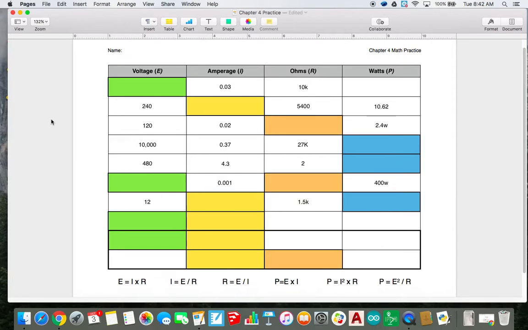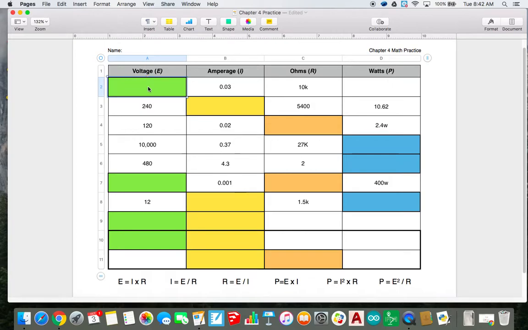Okay, so if I have two components, I can find the missing other two, or I can find the missing one component. Okay, so here's what we're going to do. Let's start with the very first one up here in the green box on your worksheet. And we're going to solve for voltage. So we don't know what voltage is.